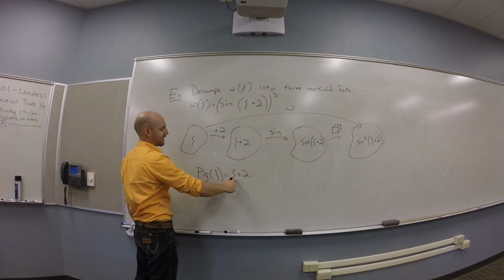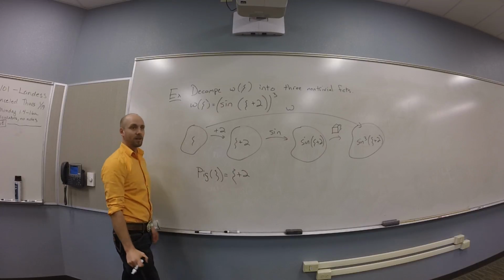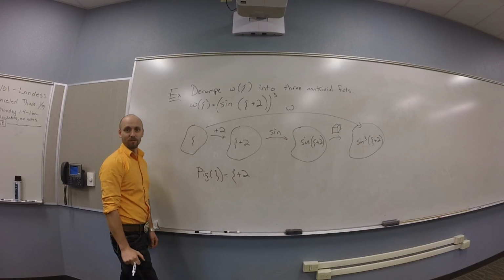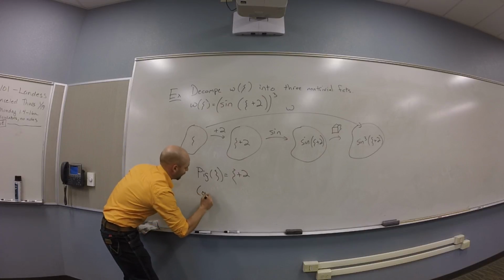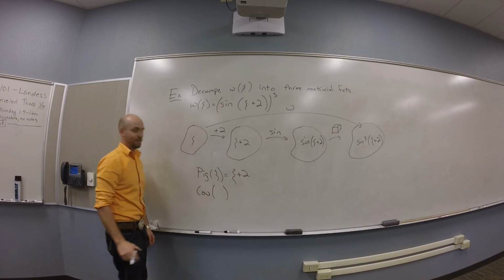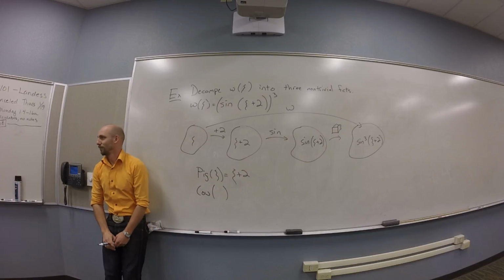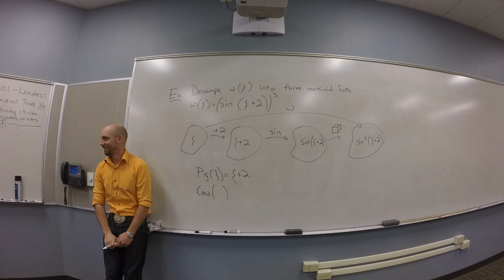So pig of psi is psi plus 2. What do you want to call the next one? Cow. Oh, I thought you said cube. You get to name it whatever you want.